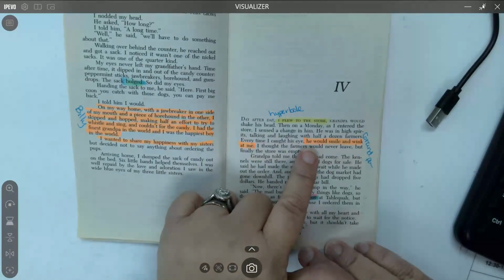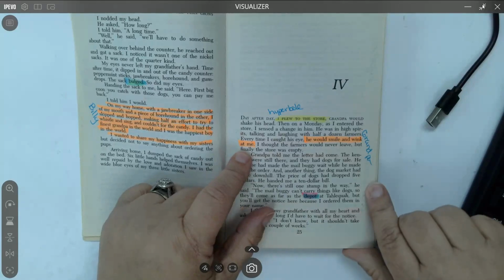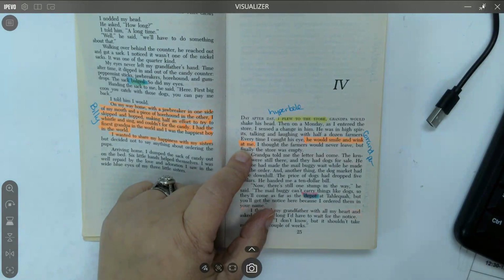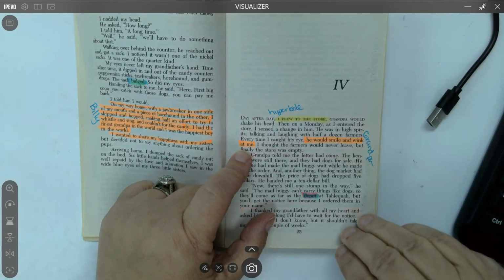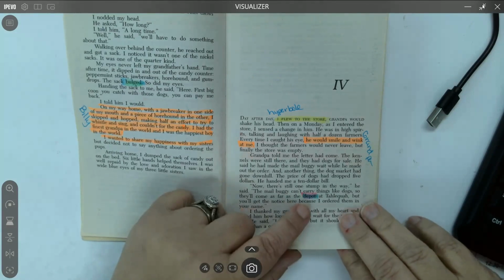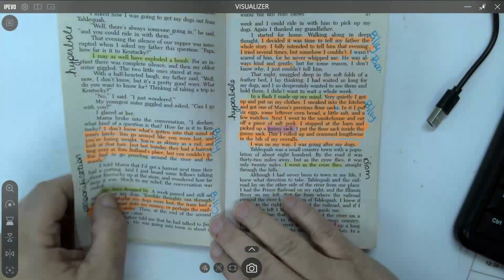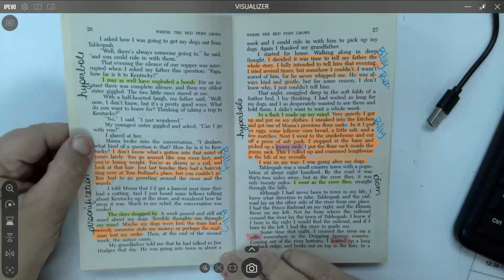This one says he would smile and wink at me. This is Grandpa's. Grandpa plays a pivotal role in the entire movie, and so anytime we can find information about him earlier in the movie, in the book, we definitely want to highlight it, and depot is one of our vocab words. So on this page first, let's look at the figurative language.